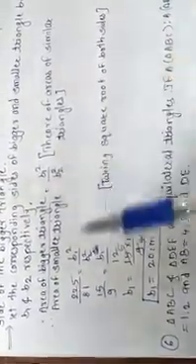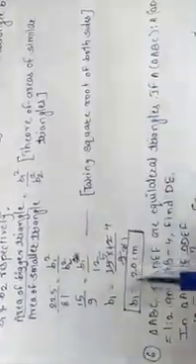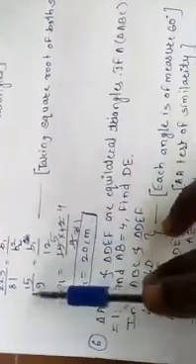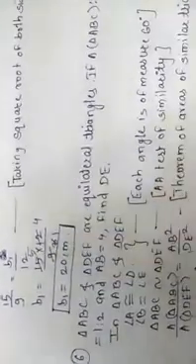Again you see area of bigger triangle upon area of smaller triangle, B1 square upon B2 square. 125 upon 81 is equal to B1 square upon B2 square. Taking square root on both sides, 15 upon 9 is equal to B1 upon 12. Cross multiplication, B1 is equal to 15 into 12 upon 9. 3 3s are 9, 3 4s are 12. 3 1s are 3, 3 5s are 15, 5 4s are 20. B1 is equal to 20.